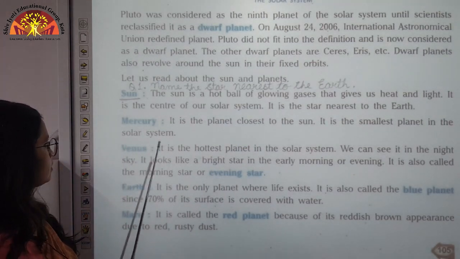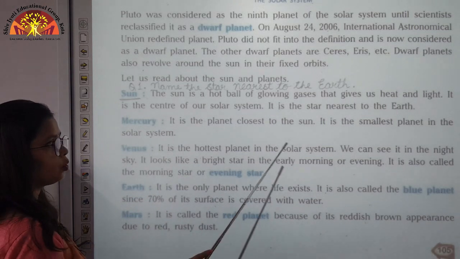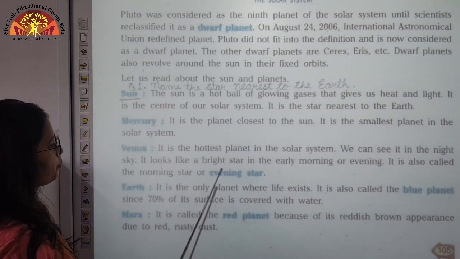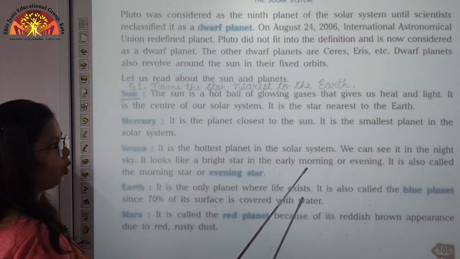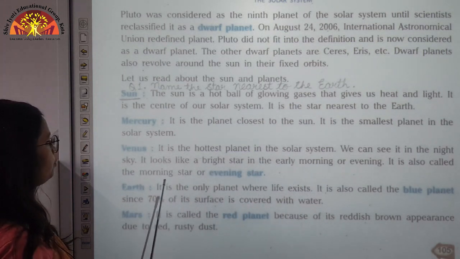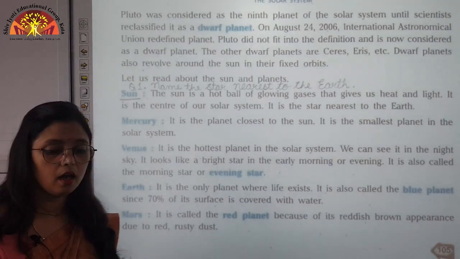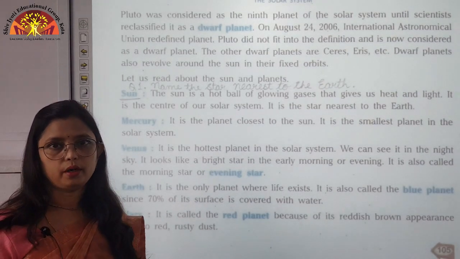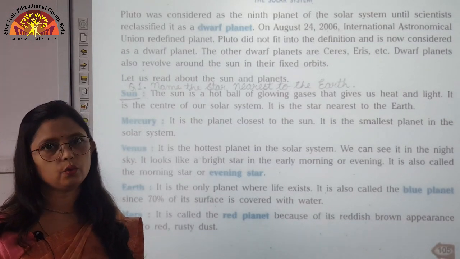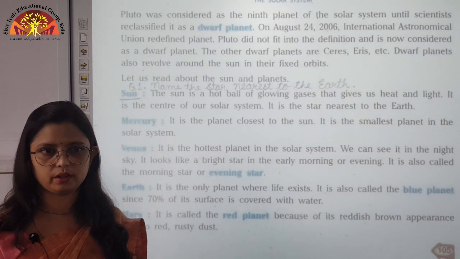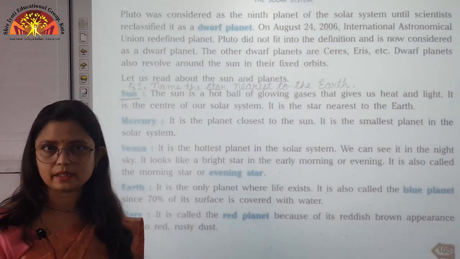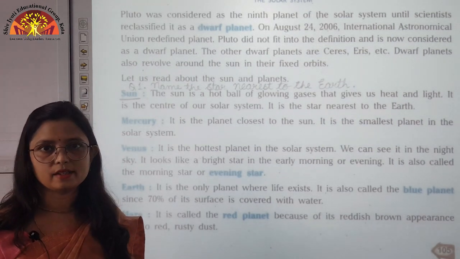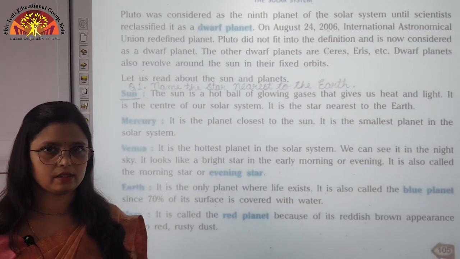It is Venus. It is the hottest planet in the solar system. We can see it in the night sky. It looks like a bright star in the early morning or evening. It is also called as the morning star or evening star. Now, children, if you look at sky early in the morning towards the east direction, you will see a star over there. That star is not basically a star, it is a planet Venus, and we call it as morning star or evening star. Okay.